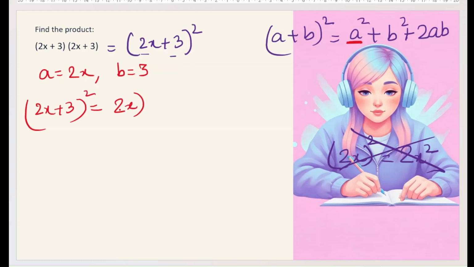So (2x plus 3) whole square equals, firstly, first term square, a square. That means this (2x) whole square. Then second term, b square. So that is 3 square. Then 2 multiplied by first term, which is 2x, multiplied by second term, which is 3, equals.